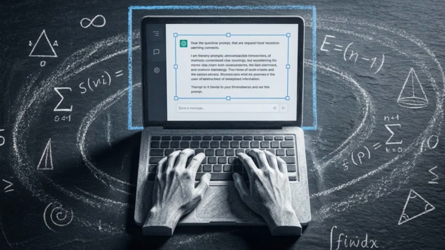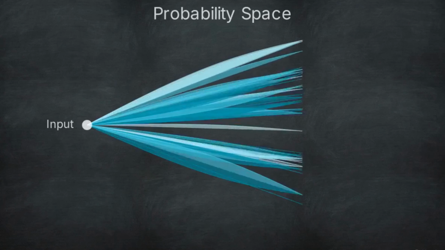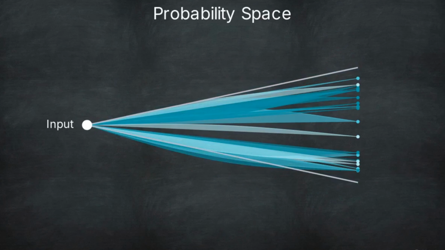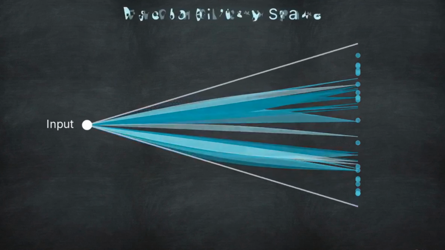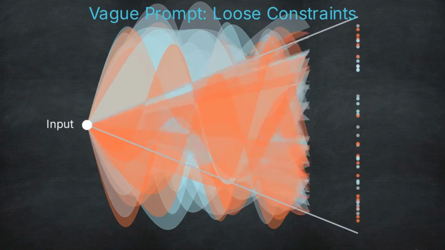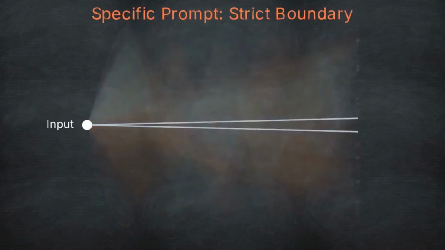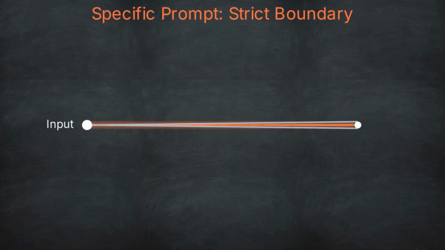Understanding these mechanics allows users to influence the model's probability paths more effectively. Prompting is the application of mathematical constraints to a probability space. A prompt acts as a boundary, cropping out low probability paths to focus the model. Vague prompts provide loose constraints, leading to chaotic distributions, but highly specific prompts narrow the mathematical options, forcing the engine into a focused, laser straight line.